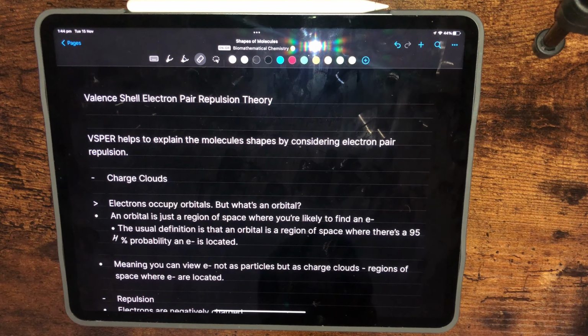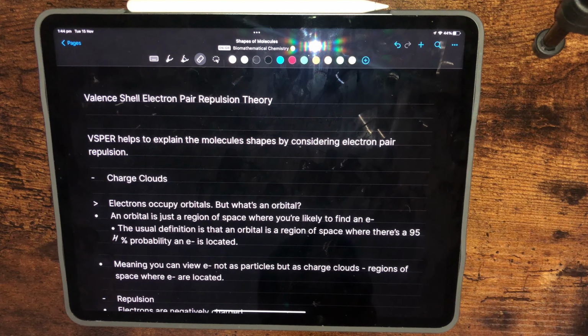So, why is that there? Charge clouds, right? Electrons occupy orbitals, but what is an orbital? A couple of videos ago, I made a video on electron configuration. I'll leave a link in the description to that video. We talk about electrons occupying these orbitals, but what actually is an orbital? An orbital is just a region of space where you're likely to find an electron.